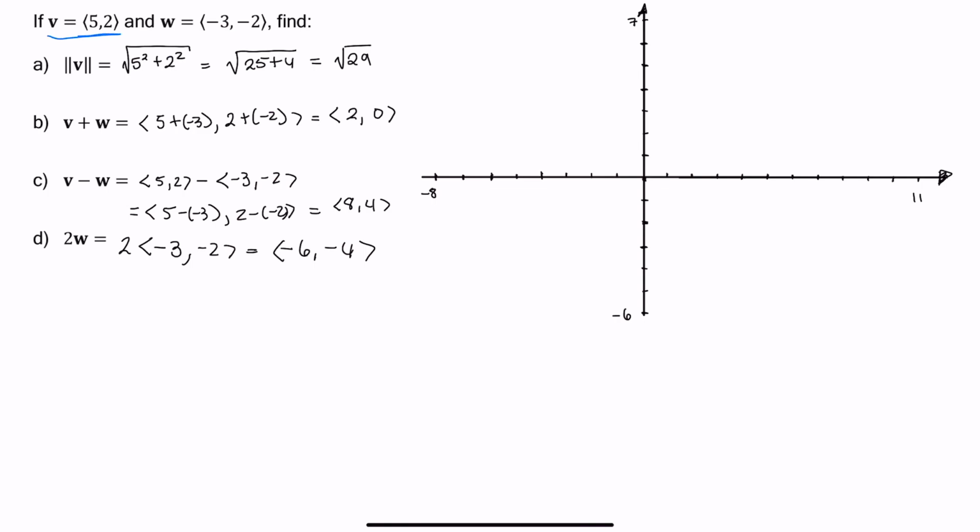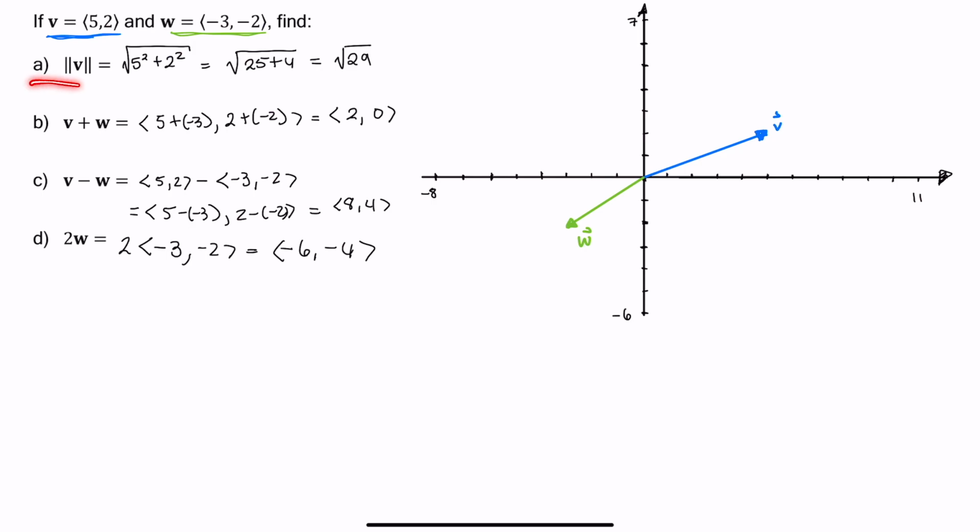And I'm going to sketch vector v and vector w here. For vector v, I'm going to count 1, 2, 3, 4, 5 over and up 1, 2. There's vector v. And now for vector w, I'll use green and I'll count to the left 1, 2, 3 to -3, down 2 to -2. Okay, so there are vectors v and w.